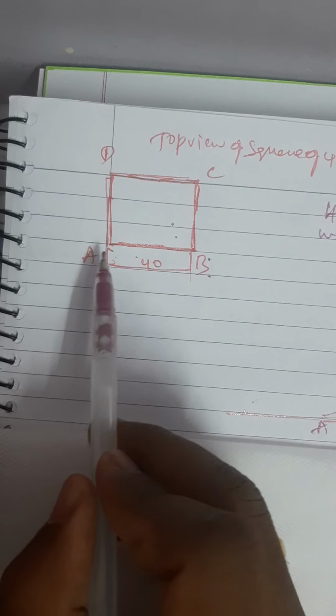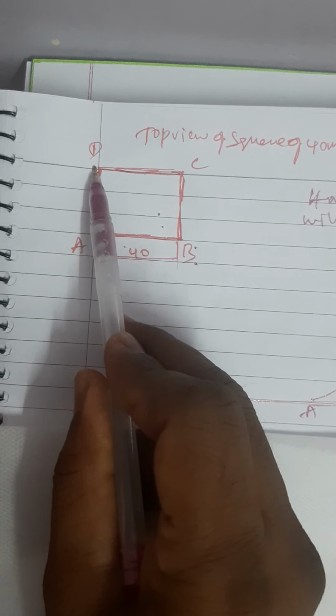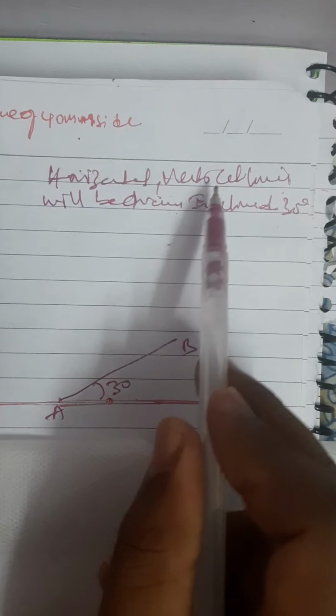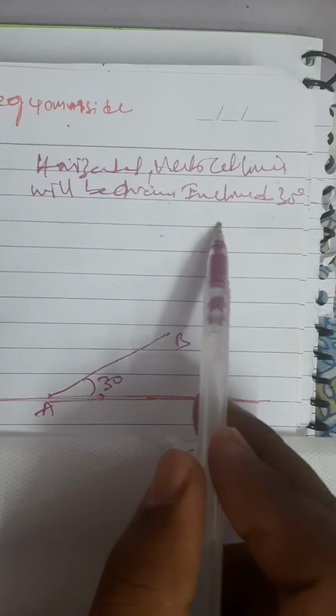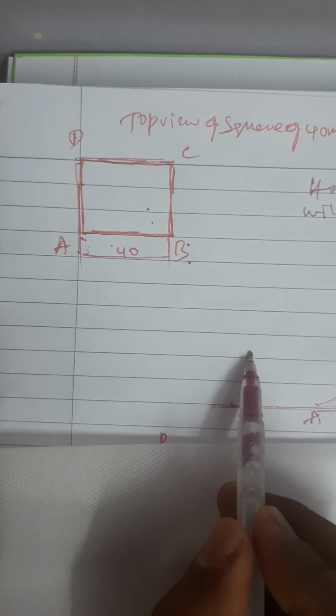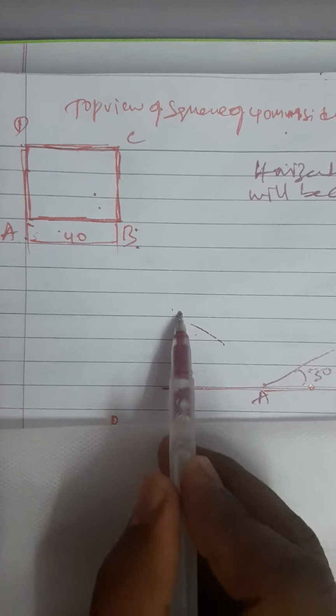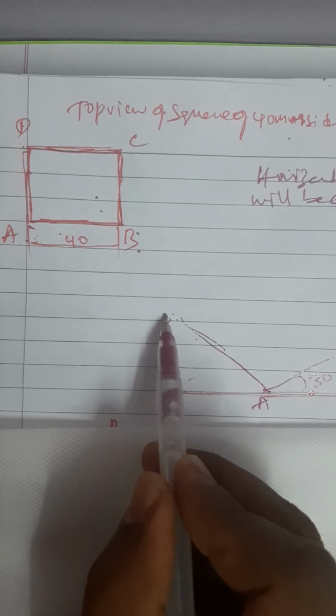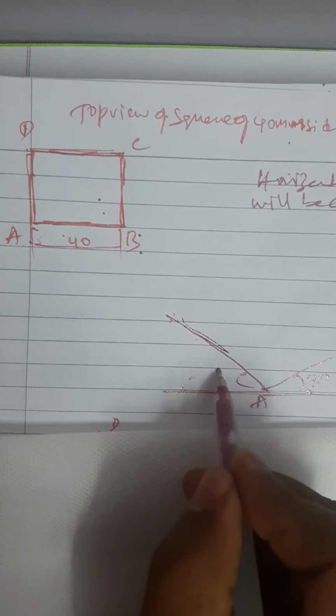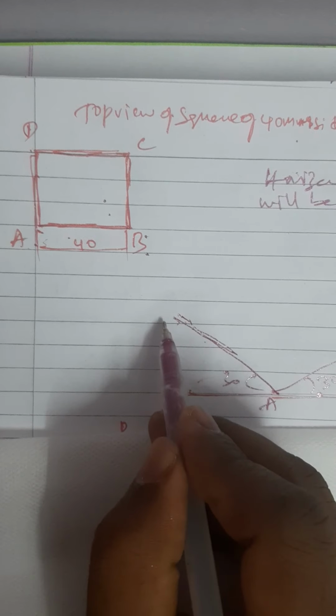And next, A to D is vertical. According to this rule, the vertical line is also drawn as an inclined line, right? So A to D, Got it?